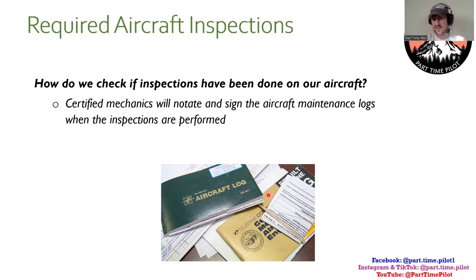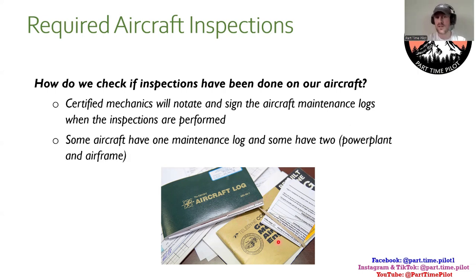So it's just like a pilot logbook, you'll have an aircraft logbook. Some aircraft will have one maintenance logbook, called an aircraft log like this, and some will have two. It'll be like a powerplant logbook, so that would be for the engine. So one for the powerplant, AKA the engine, and then one for the airframe. But then some just have one.